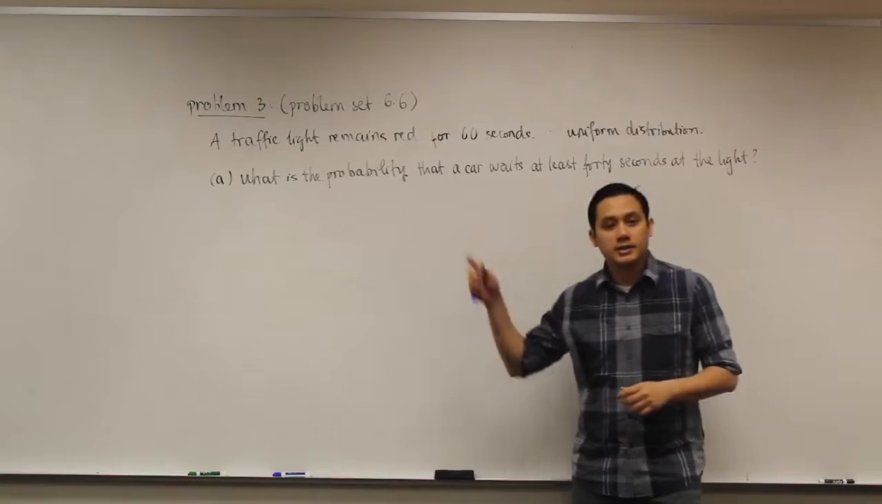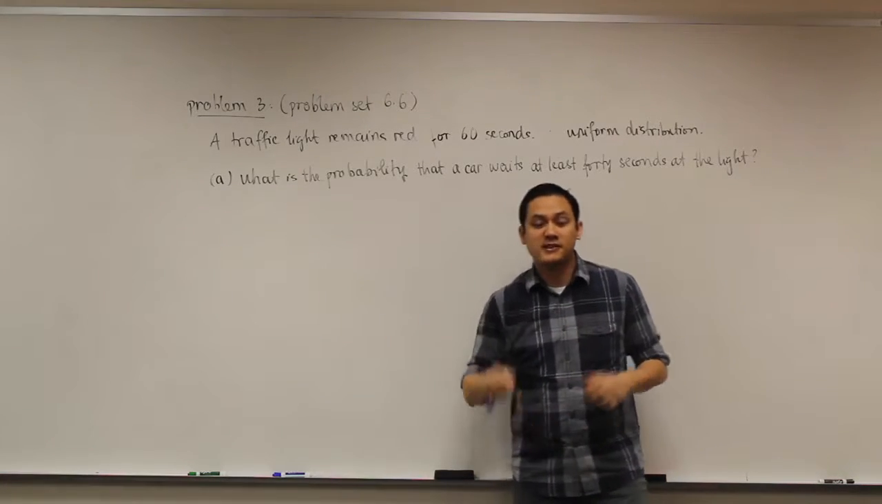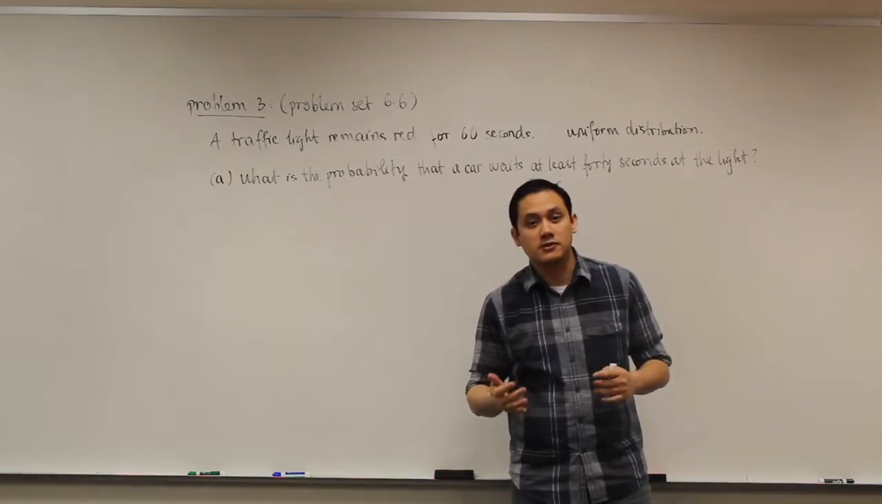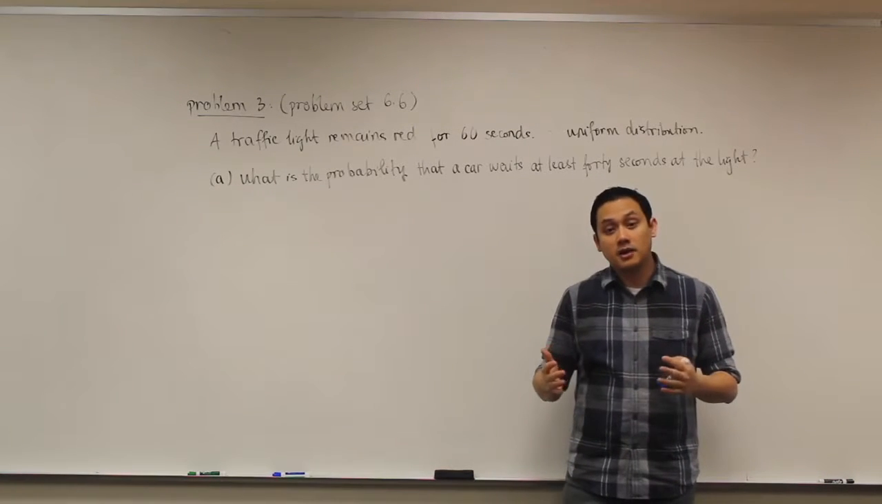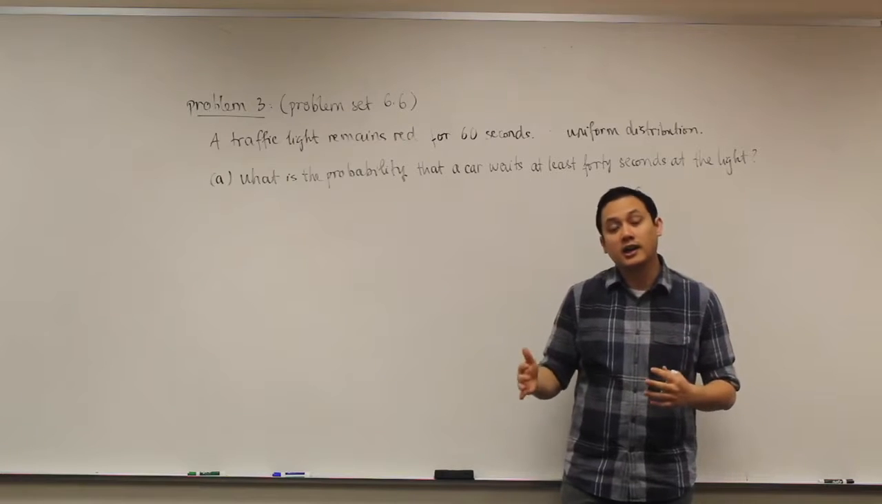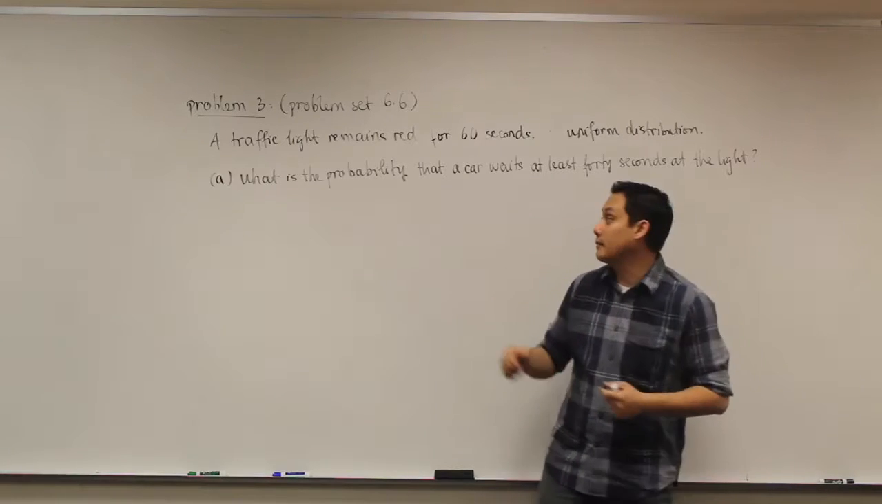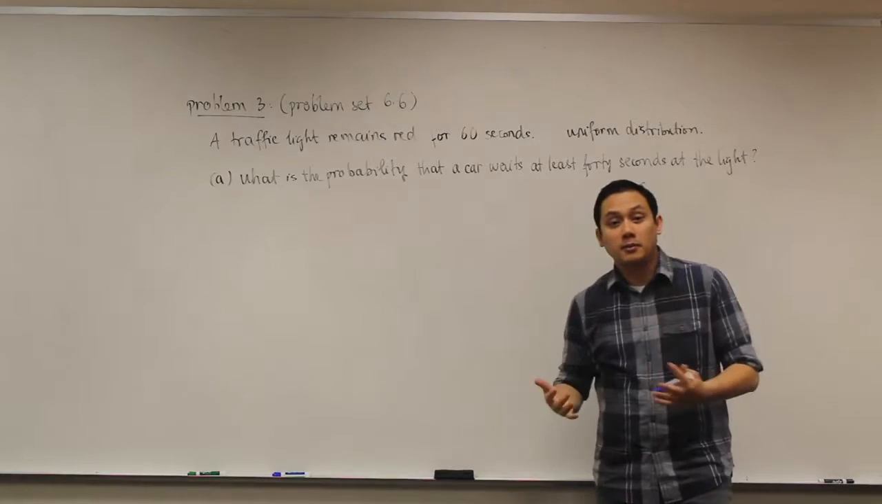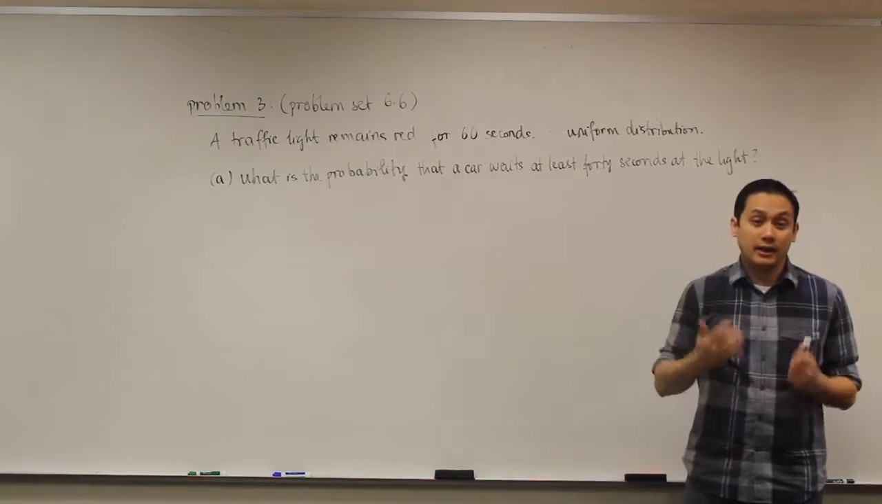Right, hello everyone. Let's take a look at problem 3 in problem set 616. In this problem, they give you the uniform distributions. And the context for this problem is that when you arrive at the red line, the maximum waiting time is 60 minutes.